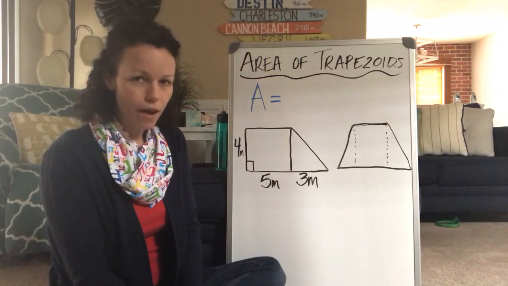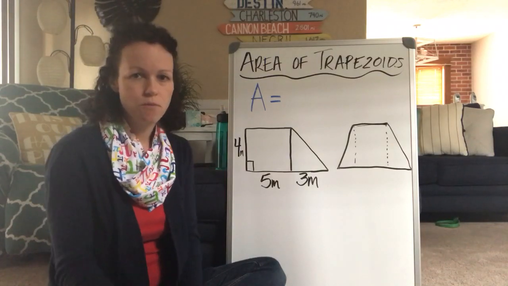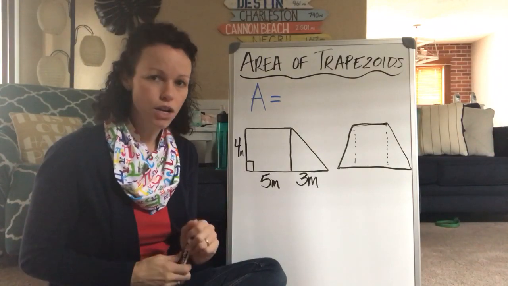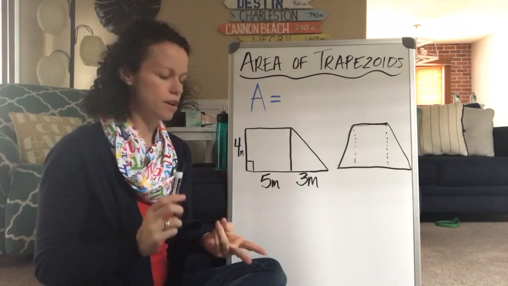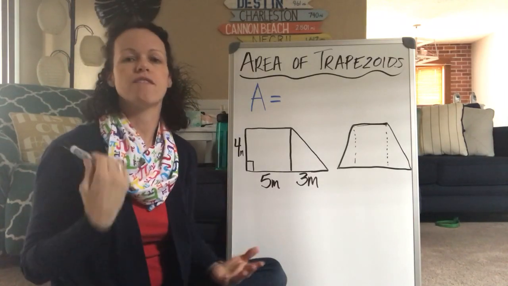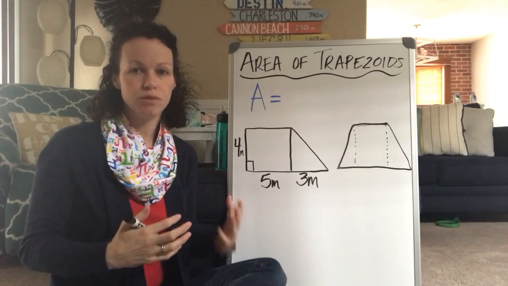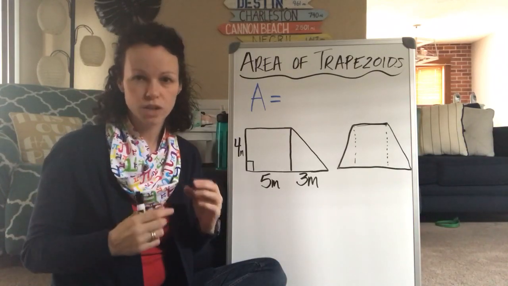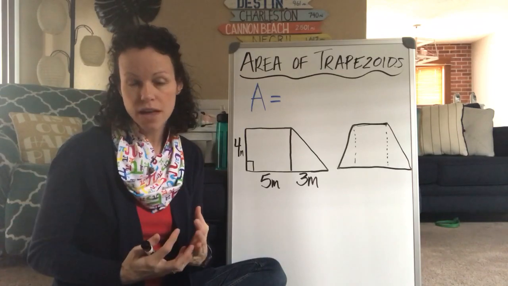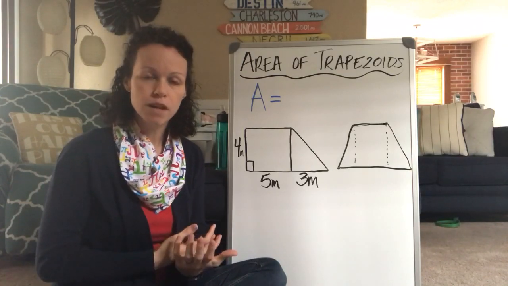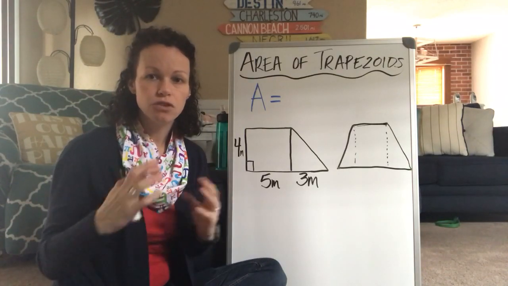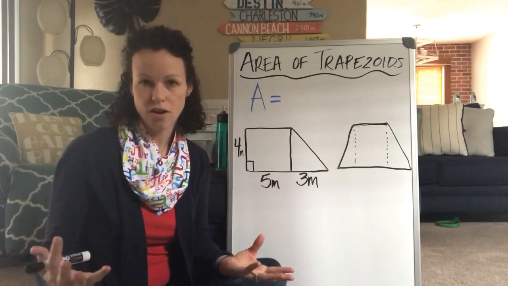So when we look at the area of a trapezoid, the first thing I want to point out is you already know how to find the area of a triangle, the area of a rectangle, the area of a square, the area of a parallelogram. So if you can decompose that trapezoid into those shapes, and you have the measurements for those shapes, then you can just find the area of each of those shapes, add them together, and get your area that way.